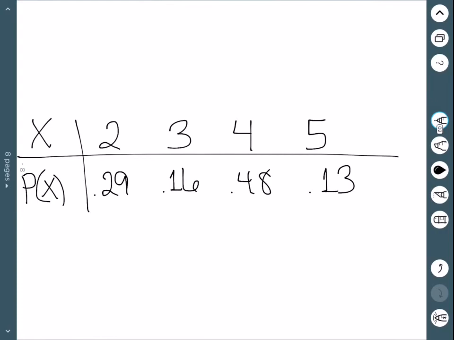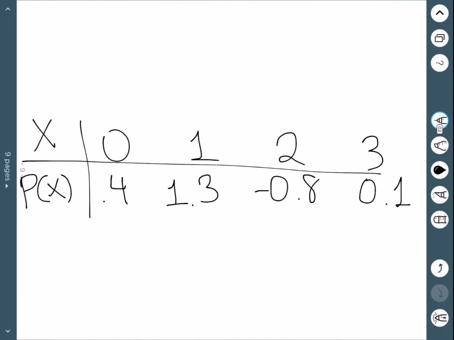Here is another one, and once again we can see that all these numbers are between 0 and 1, so that's nice. However, if we add them up, 0.29 plus 0.16 is 0.45, plus 0.48 gives us 0.93, and then when I add 0.13, I get 1.06 rather than 1. So this is not a probability distribution.